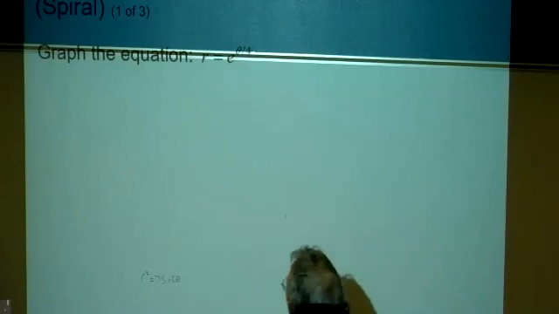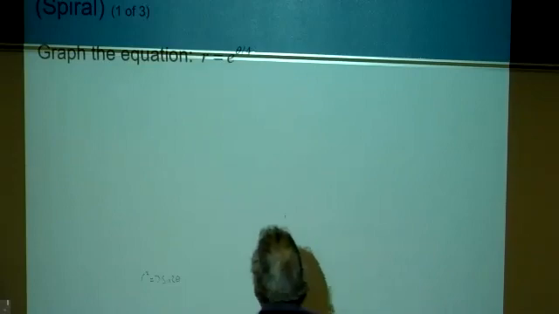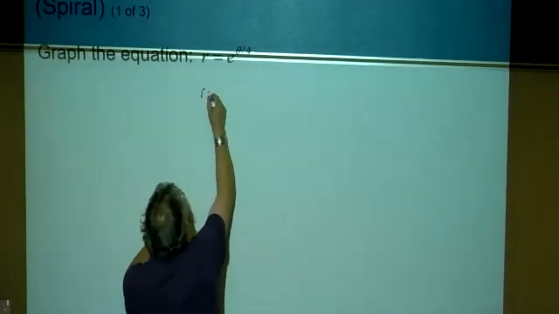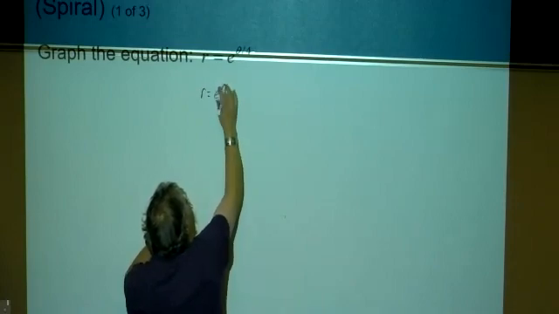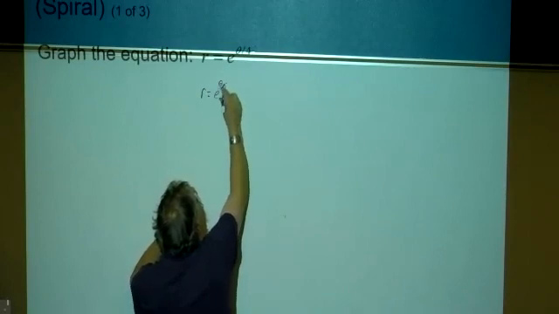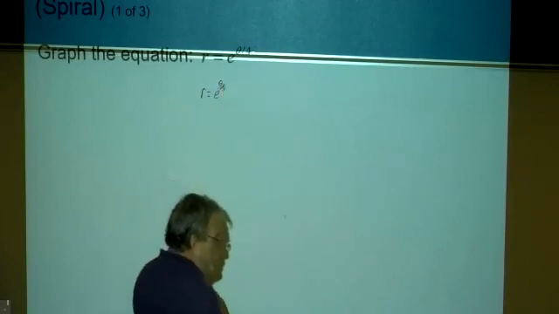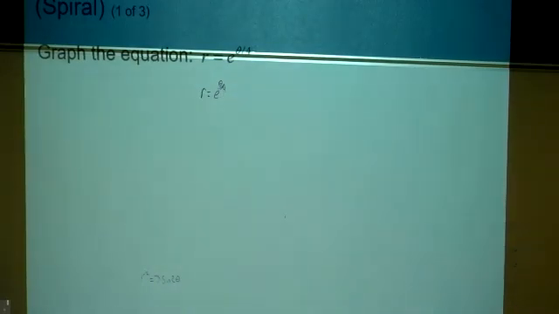What is that? Theta over what? It's a 4. So this is r equals e to the theta over 4. So e being raised to that fraction. In polar equations, in polar stuff, they use e quite a bit.